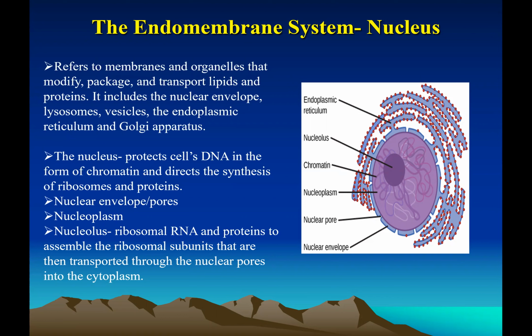The matrix of the nucleus is called nucleoplasm. And the darkly staining structure is called nucleolus. This is where ribosomal RNA is made. So this is like the boss of the cell. It's going to control all the activities of the cell.